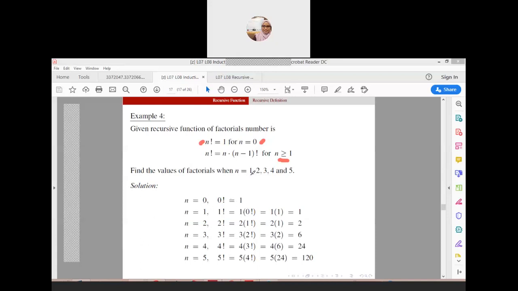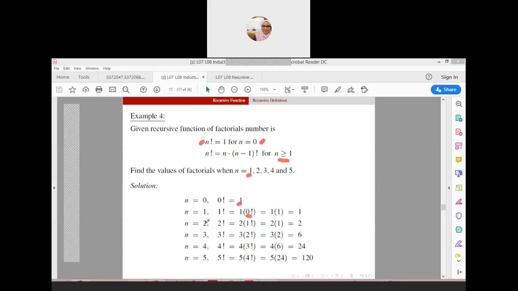Okay, so now we find n is equal to 1. When n is equal to 1, just replace n here. N is equal to 1, then 1 minus 1 becomes 0 factorial. If you don't want to use your calculator, you already know 0 factorial, we get it from the previous value, which is 1. Then 1 times 1 is equal to 1.